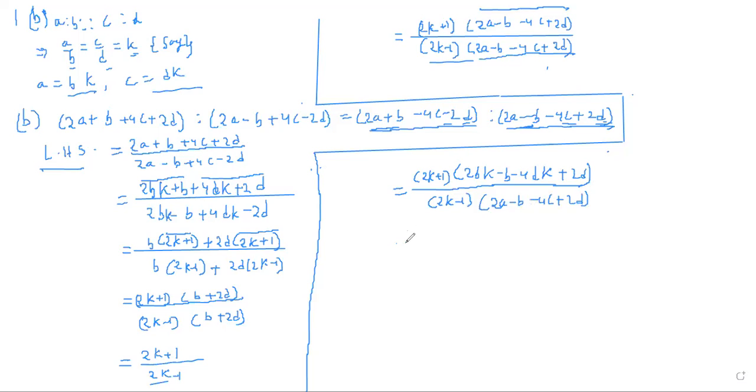Write the denominator as it is, 2K minus 1 into 2A minus B minus 4C plus 2D. As in the denominator, we have to bring this term only, 2A minus B minus 4C plus 2D, we will not eliminate this term. So we have not to do anything in the denominator. So first we write the denominator. And in the numerator, 2K plus 1 into, in the first two, we will use a square bracket this time.